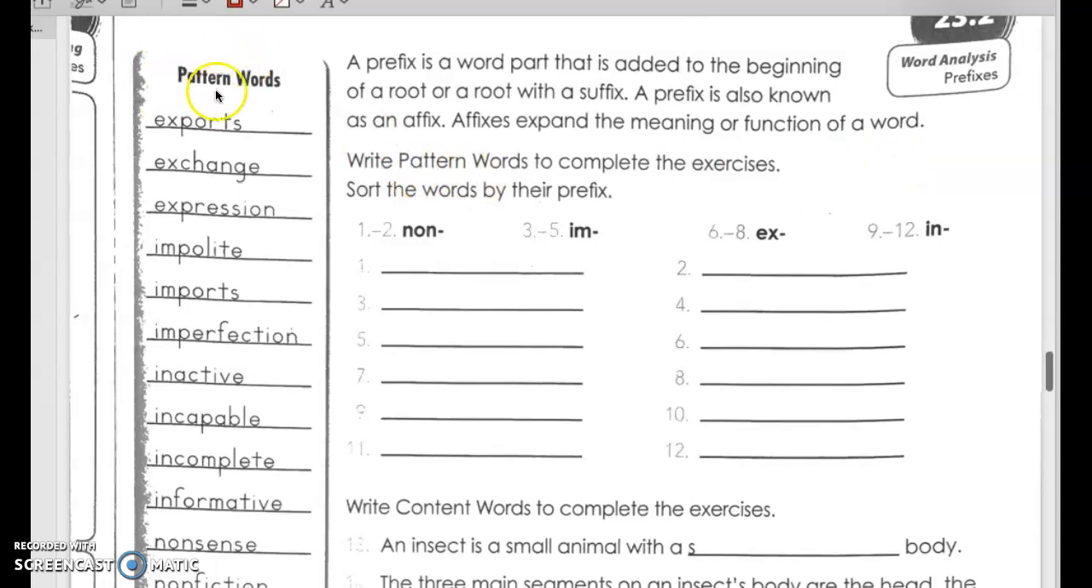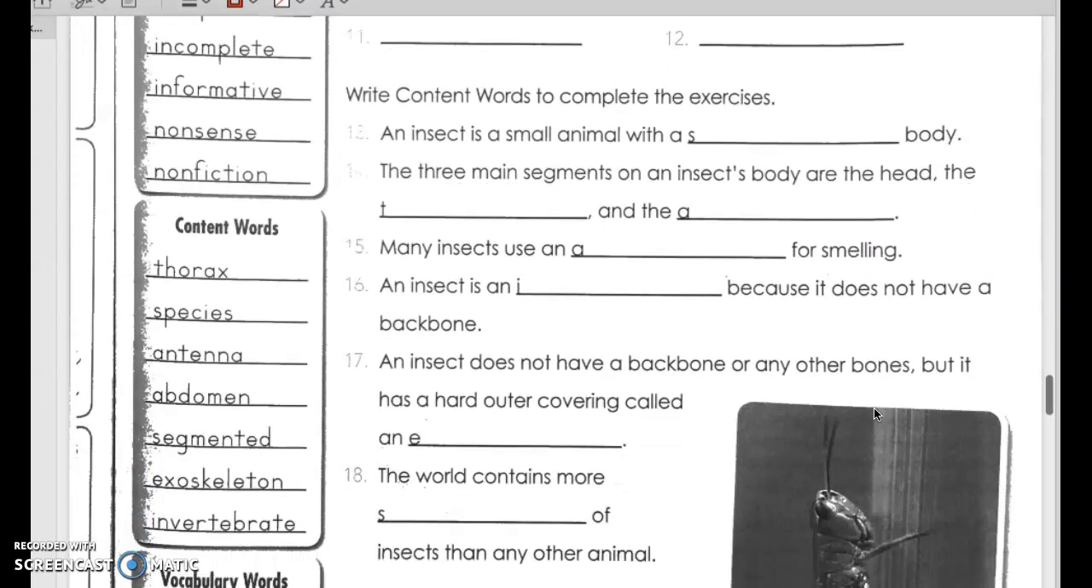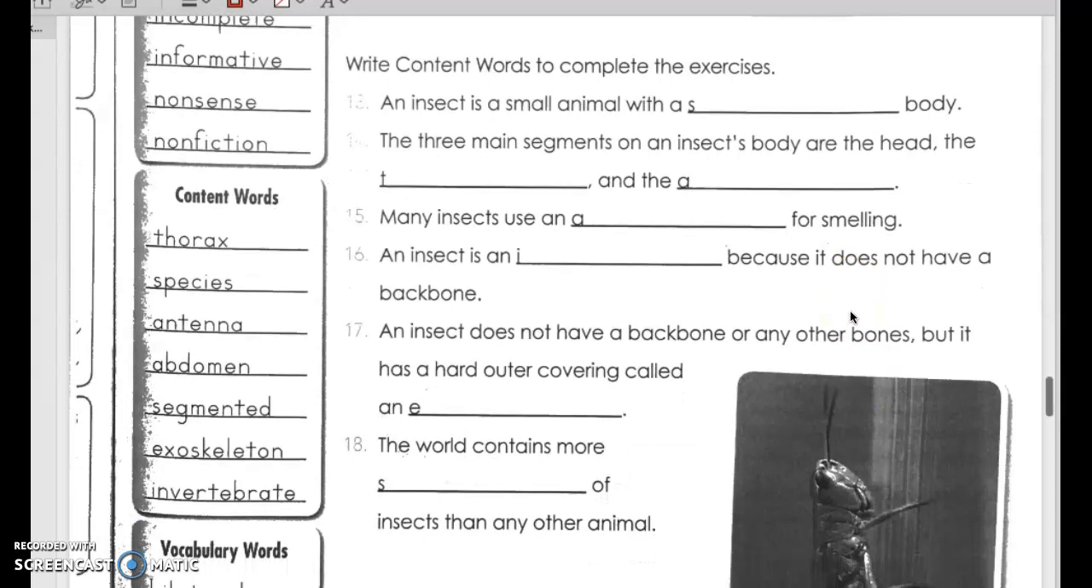Directions: write the pattern words. To complete the exercises, sort the words by their prefix. So for numbers 1 and 2, you're going to write down the words with the prefix non, which are nonsense and nonfiction, and just like that. Directions for the second section: write content words to complete the exercises. Content words are these words related to insects. That's the content for this lesson. You're going to be using these words to complete the sentences, and it gives you a clue because they have the beginning letter.